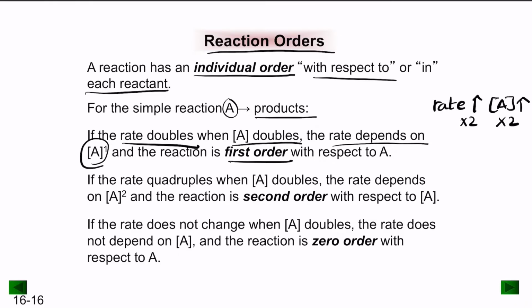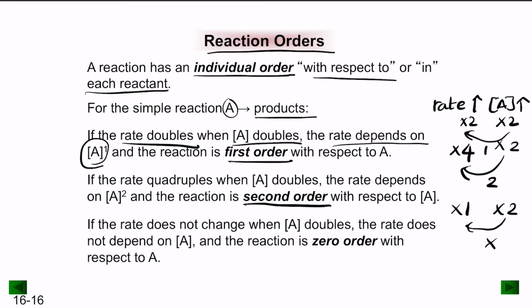Now if the concentration increases by 2 but the rate increases by 4, notice that this is a square relationship, whereas the first was a power 1 relationship. Because there is a square relationship, we call this a second order reaction. Now if the reactant concentration increases by 2 but the rate stays the same, it does not depend on the reactant, so we call this a zero order reaction. Third order is much more rare, so we only use first, second and zero order in this particular module.